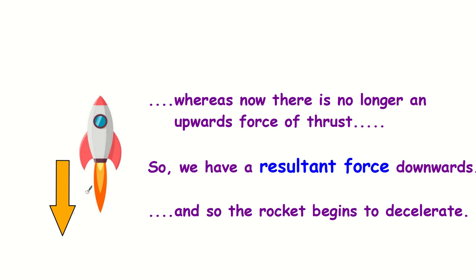So now we have a resultant force downwards. Now, the rocket was going a certain speed. If it now has a resultant force downwards, it's going to decelerate. So it decelerates until it sort of comes to a stop.